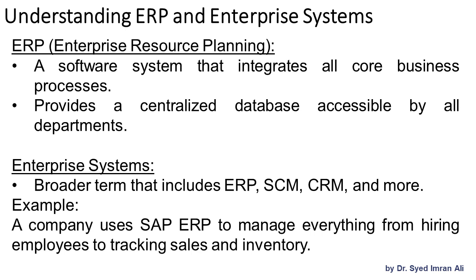Enterprise Systems is a broader term. It includes ERP, CRM, Customer Relationship Management, and SCM, Supply Chain Management. Think of ERP as a brain that controls the body of your business. Example, a company uses SAP ERP. HR uses it to hire employees, sales uses it to track orders, and the warehouse uses it to manage inventory, all using the same system.